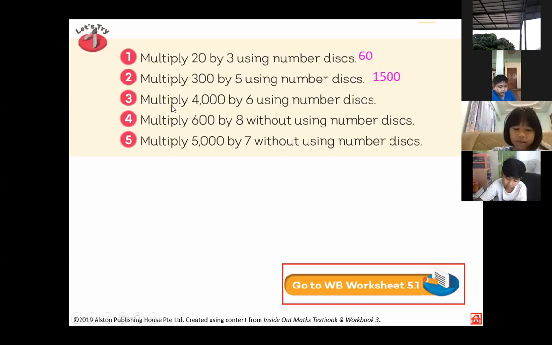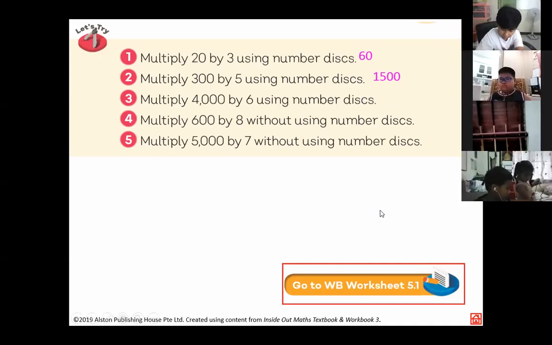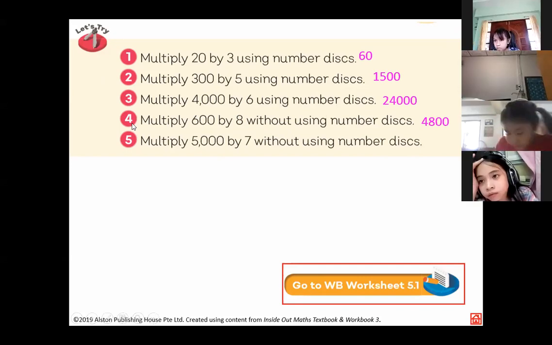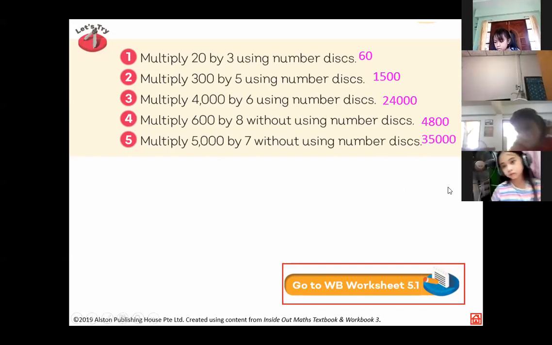What about for number 3? Multiply 4,000 by 6. 24,000. Okay, very good. So that's 24,000. And number 4, multiply 600 by 8. 4,800. And number 5, 5,000 multiplied by 7. 35,000. Okay, so that's 35,000.